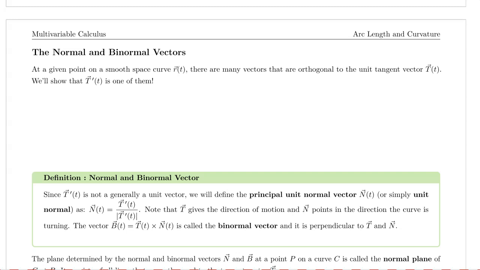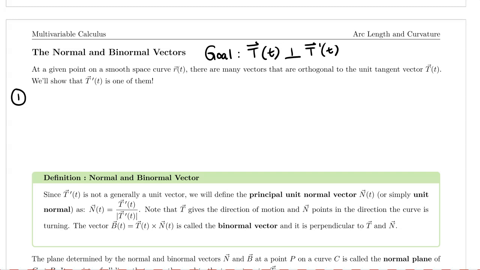But first, at a given point on a smooth curve r of t, there are many vectors that are orthogonal to the unit tangent vector capital T of t. We'll show that capital T prime is one of them. All right, so our goal is to show that these two vectors are perpendicular or orthogonal.